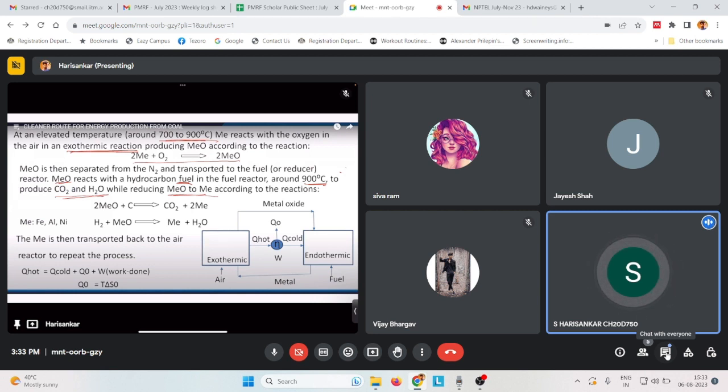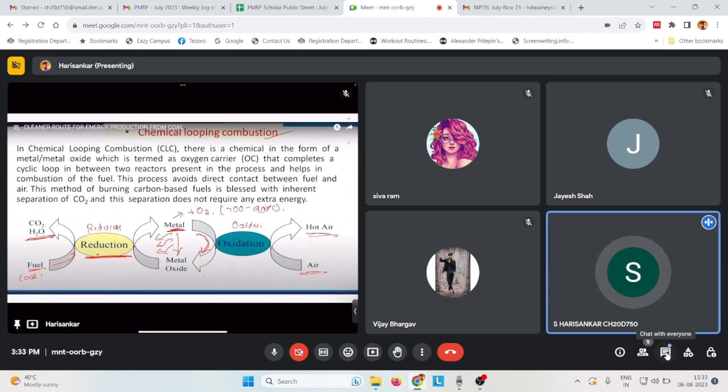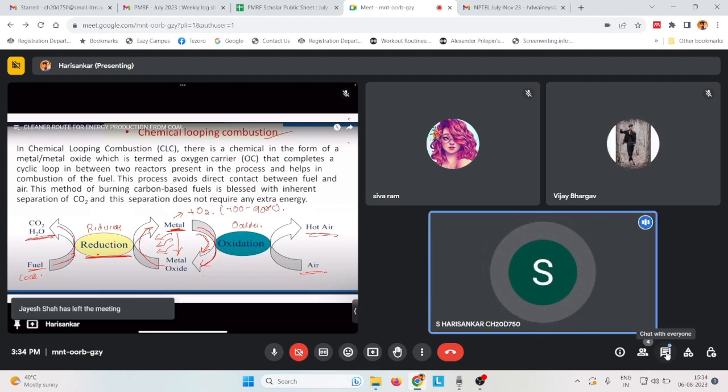So if you see in this picture, first your metal goes through an oxidation cycle, where it is getting oxidized to metal oxide, and then when it passes through the reducing cycle or the reducing reactor, your coal gets converted to carbon dioxide and water, but then your metal oxide gets converted back into its metal form. So that is the whole process of this chemical looping combustion. So now we are again back to this metal form.